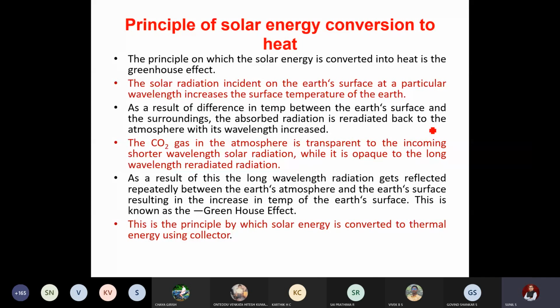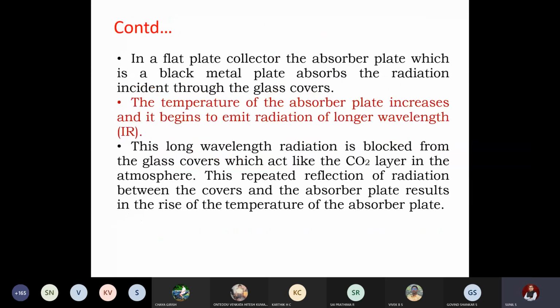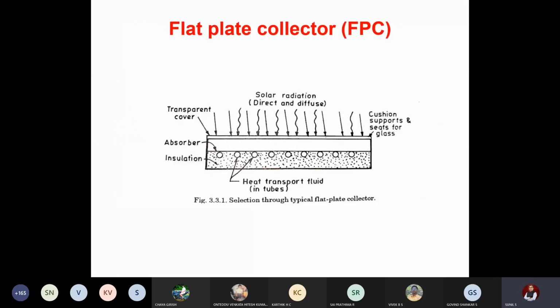Actually, in the greenhouse effect, carbon dioxide gas acts as a glass layer, which will allow the input radiation and which will not allow the output radiation to go back. The same concept we use in a solar collector, just mimicking nature, understanding the phenomena of nature and mimicking it in order to get whatever we want. So this principle of conversion with respect to solar, the greenhouse effect, we had discussed.